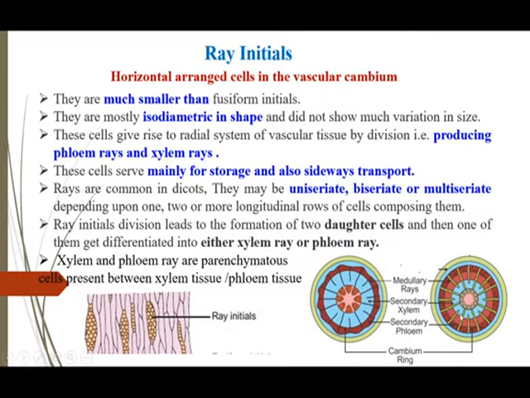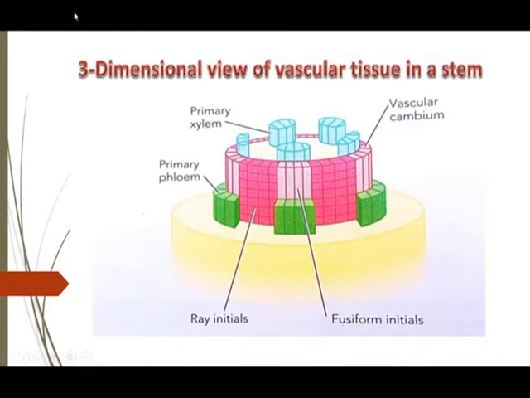If these ray initials are present in xylem, they are known as xylem rays, and if they are present in phloem, they are known as phloem rays. If we look at the vascular tissue in a three-dimensional way, the elongated cells represent the fusiform cells, and isodiametric cells represent the ray initials. Fusiform cells give rise to secondary xylem towards the pith and secondary phloem towards the outside.